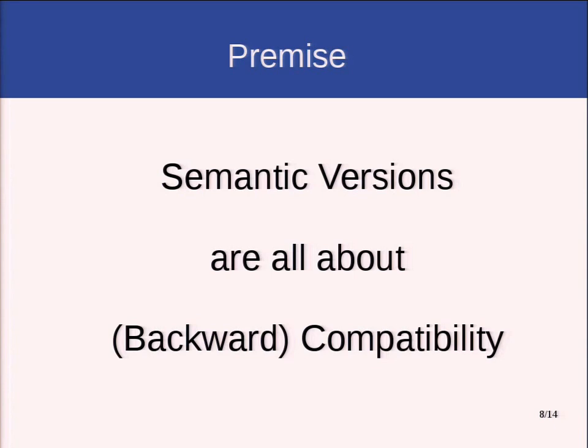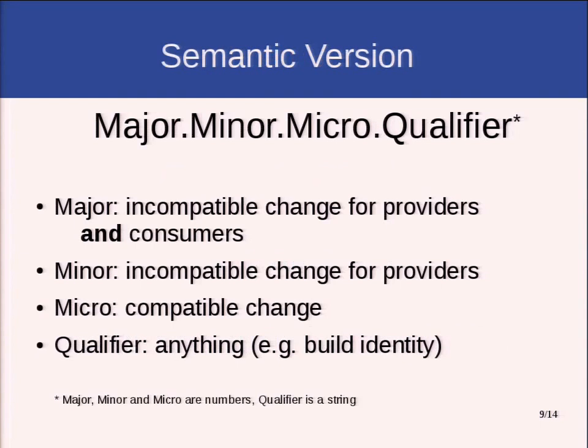What do we say with semantic versions in OSGi? We say something about compatibility. A semantic version communicates the level of compatibility from one version to the next. So keep that in mind, it's all about this. This is a semantic version. We have a major, a minor, a micro, and a qualifier, something that we basically ignore for semantic versioning. It's a timestamp, a build date, whatever you want it to be.